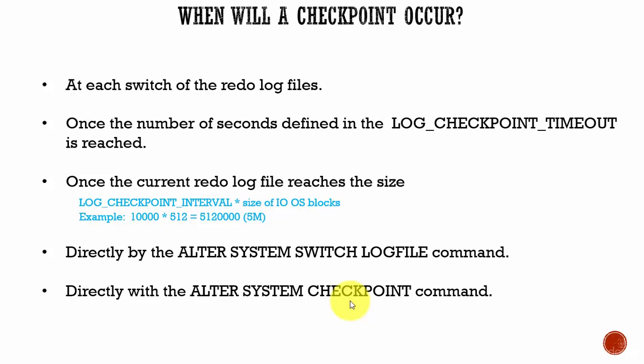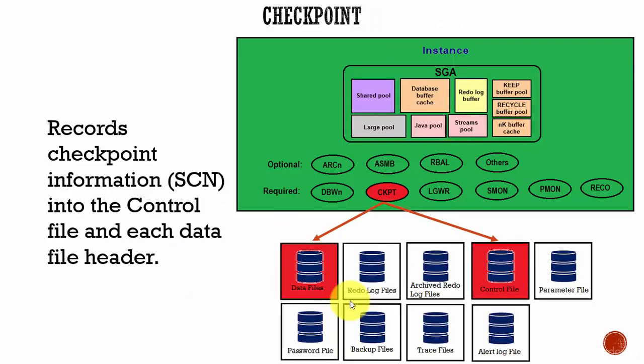Now we know what a checkpoint is, and obviously it is easy to guess what the checkpoint process does. This checkpoint process records the checkpoint information, which is your system change number, into the data files and into the control file. On the data files, it records the system change number onto the headers of the data files, whereas it writes the system change number into the control file.